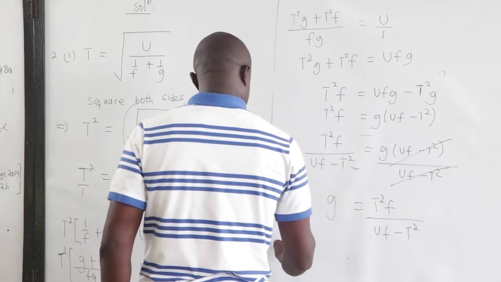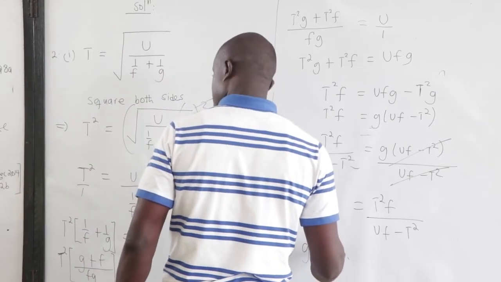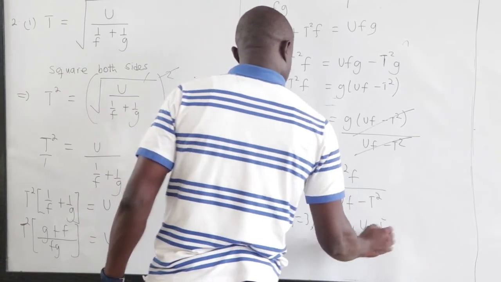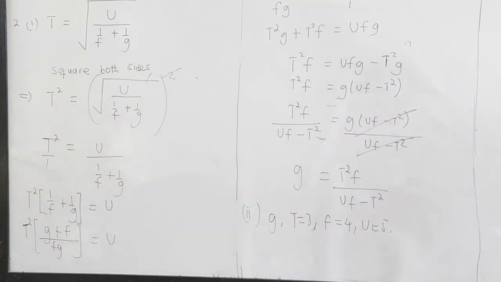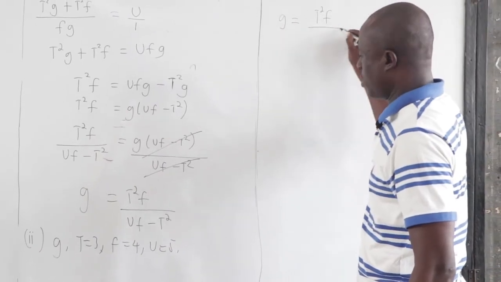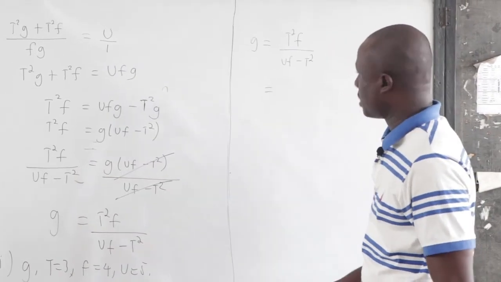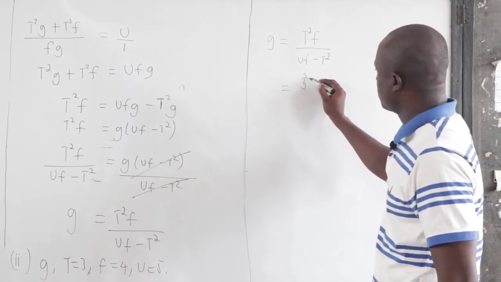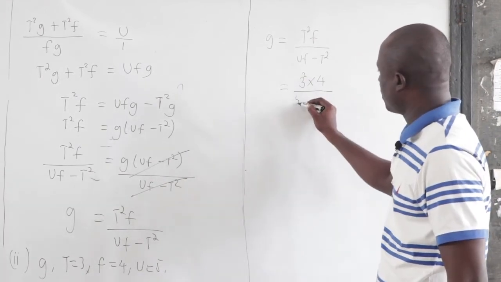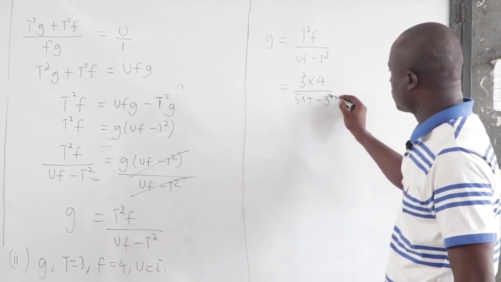Now let's see the second part. It says that we should find j when t is 3, f is 4, and then u is 5. So you have to substitute. Now, what is our j? Our j is t squared f all over u f minus t squared. Now, when we substitute, our t is 3, so you have 3 squared times f is 4, all over u is 5 times f is 4, minus t squared, that is 3 squared.